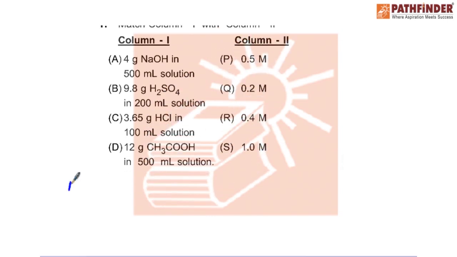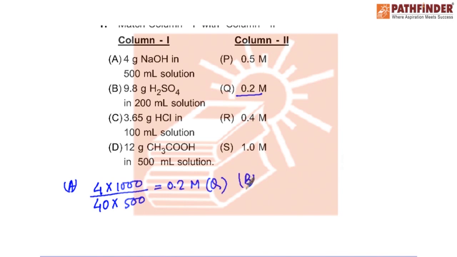In the first one, A, 4 gram of NaOH, so W2 is 4, so 4 gram of NaOH times 1000, we do that. Then we need to know the molar mass of NaOH. We need to keep that in mind, that is 40 times 500, so it will give you 0.2 molar. So obviously you get Q.